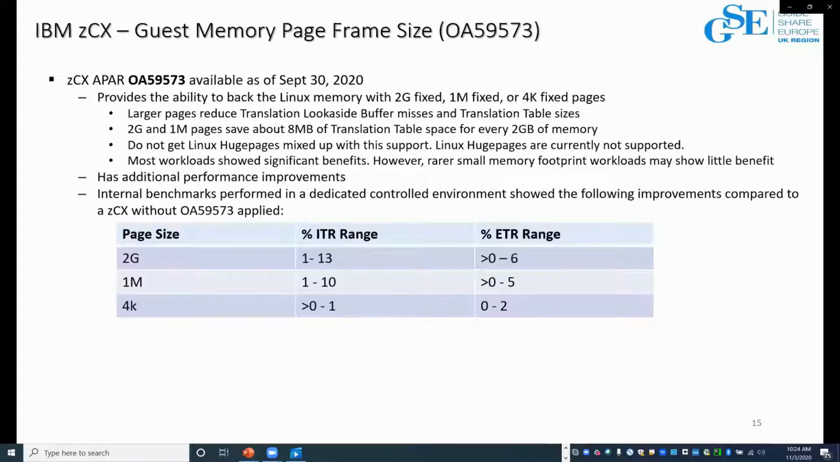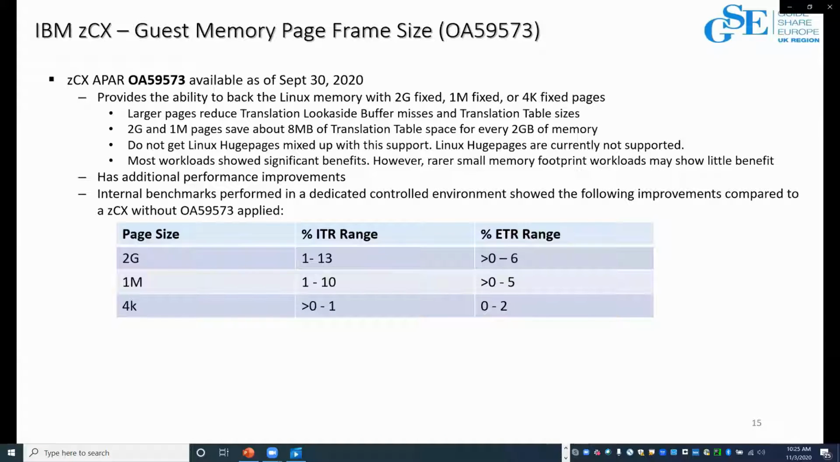For example, DB2 supports 2 gig or 1 meg pages, pageable or fixed, for its buffer pools. Java supports 2 gig. 2 gig are always fixed, by the way. Okay. Java supports 2 gig fixed or 1 meg pageable. zCX requires at the moment that all the pages that are used for the guest are fixed. So 1 meg pageables doesn't play here, nor does 4K pageable. All right, so where are you getting a benefit from?